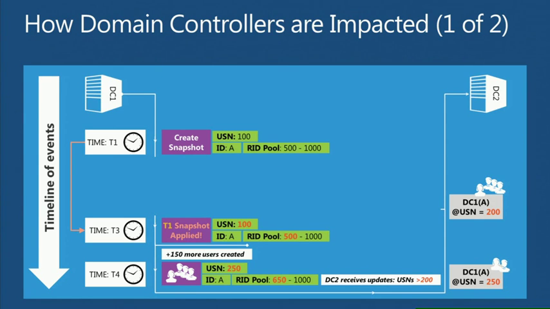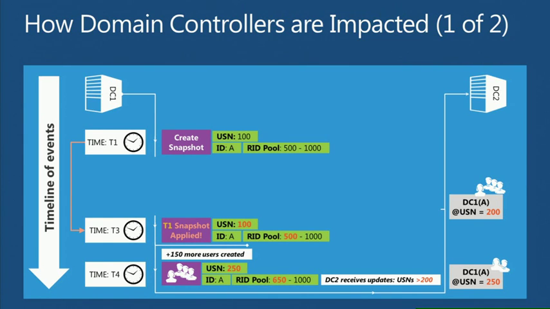It was 100. The RID pool was still at 500 to 1,000. So that implies that for a new security principal, I will use the 501st RID, which is used to generate a SID when I create a security principal. Now when I go and create an additional 150 users, I've moved my USN all the way from 100 to 250. And now I've started reusing some of those RIDs that I had already used in the rest of the system that domain controller 2 already has.